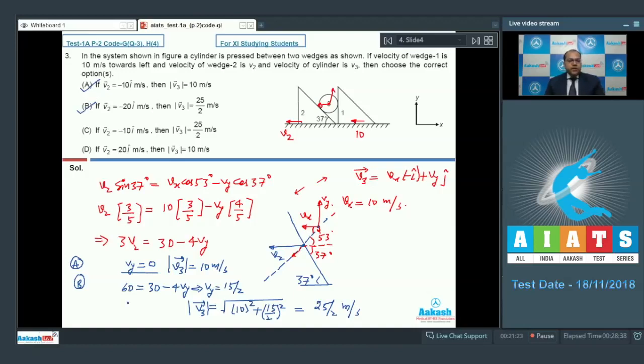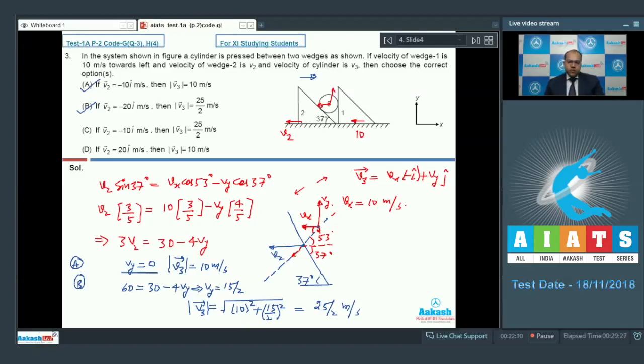Let's check option C. If V2 is equal to minus 10 I cap, then modulus of V3 is 25 by 2 meter per second. That is wrong. In option D, if V2 is equal to 20 I cap, so if V2 is moving in this direction, then in this equation, the value of V2 will become negative. That will be minus 60, and 4Vy is equal to 90, and Vy is equal to 45 by 2. So in this situation, if I find out the magnitude of V3, it is greater than 10 meter per second. So option D is wrong. So the correct answer for question number 3 are option A and B.